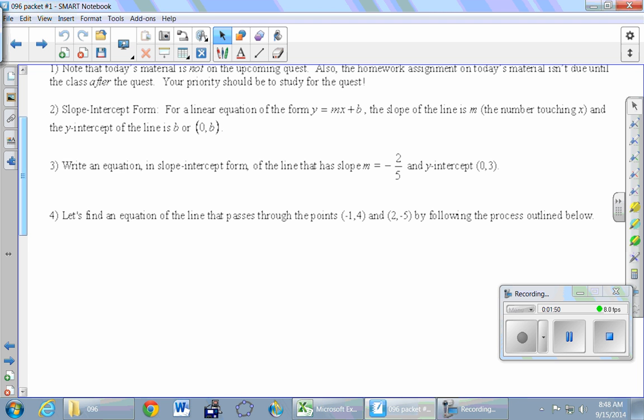All right, number 2, slope-intercept form. Perhaps this looks familiar to you. For a linear equation of the form y equals mx plus b, let's just pause right there. Raise your hand if you've seen that equation before. Y equals mx plus b. One time. So it's a pretty well-known equation.